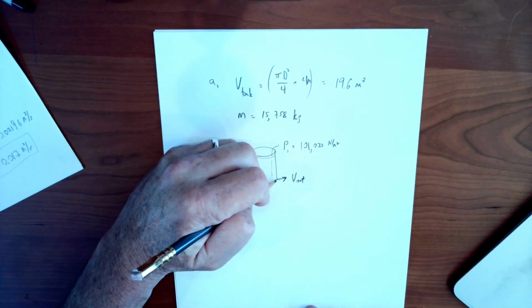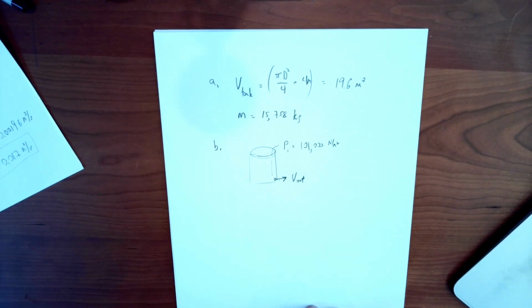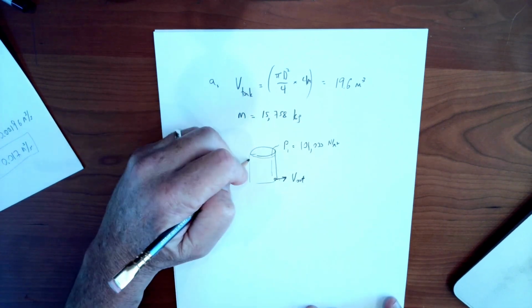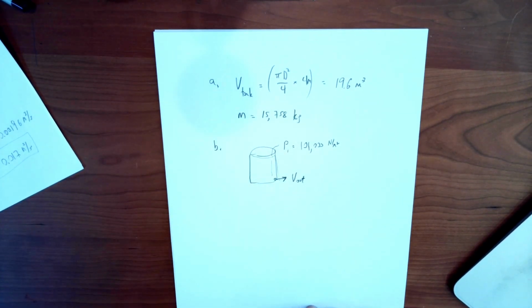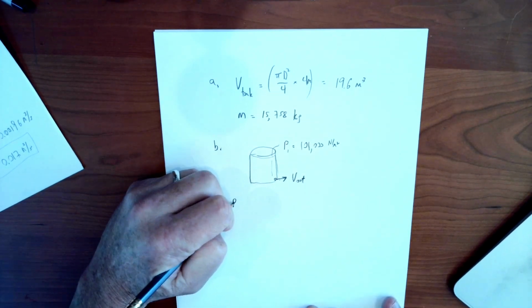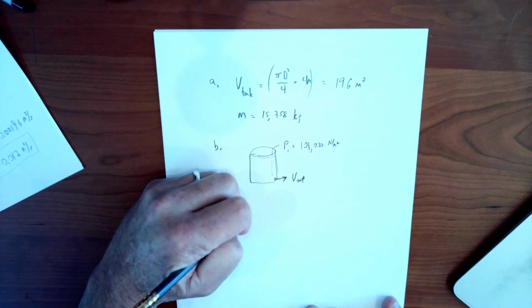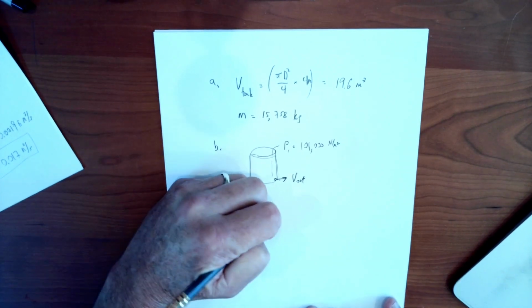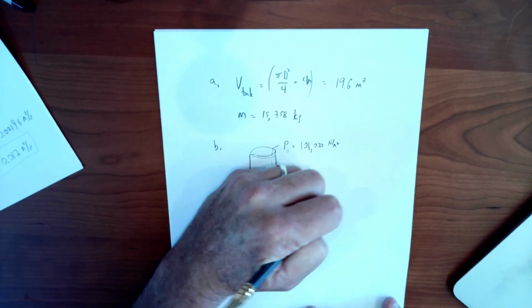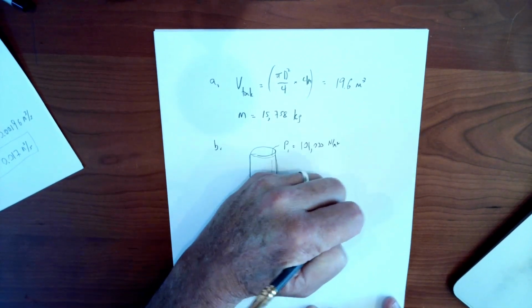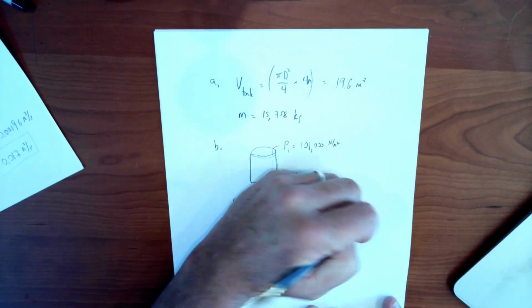Assuming this valve is a very simple valve at the bottom, we can treat this as a Bernoulli problem, and assume that friction effects are negligible as it just shoots out this hole. So we're going to go ahead and use the Bernoulli equation: P1 over rho plus V1 squared over 2 plus g Z1 is equal to P2 over rho plus V2 squared over 2 plus g Z2.